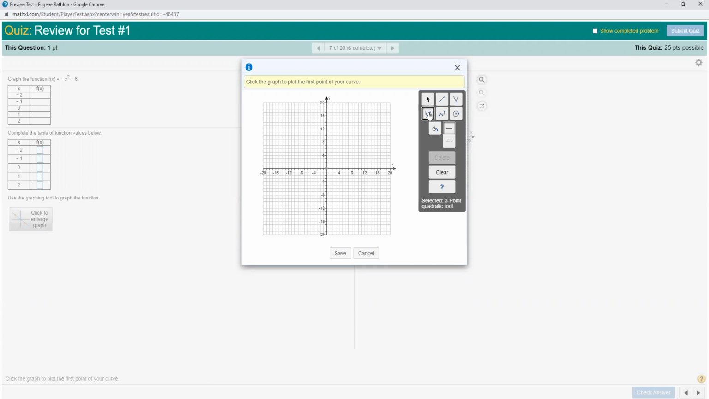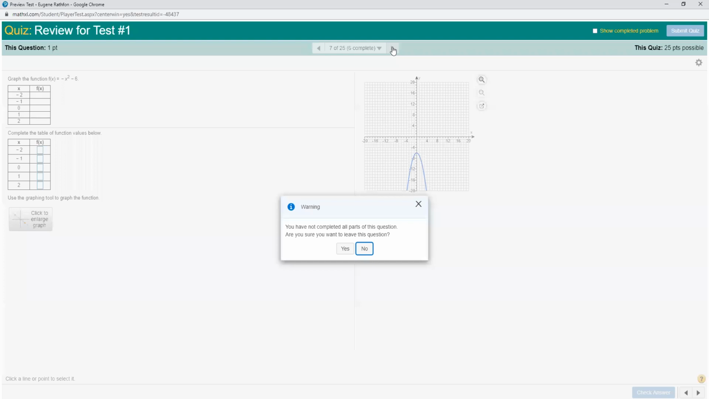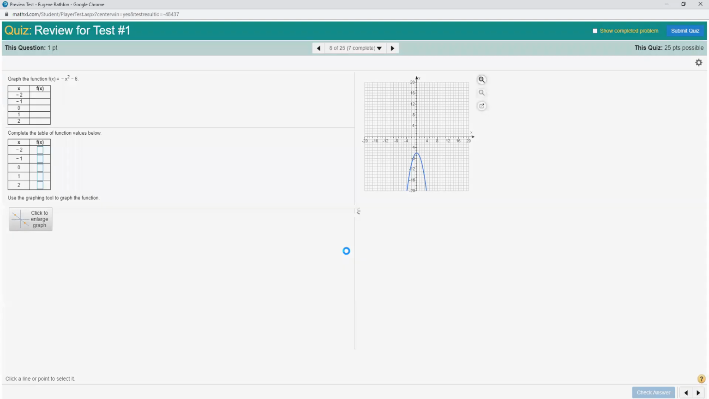The first point I'm going to put is that 0, negative 6 that was in the middle. So there's 0, negative 6, enter. And then I'm going to do my 1, negative 7. So there's 1, go down to negative 7. And then I'm going to go on the other side and do a negative 1, negative 7. So remember, use those center points to graph it. And then you can save that and move on. I'm not going to waste time putting all them points in that we done found all them values.